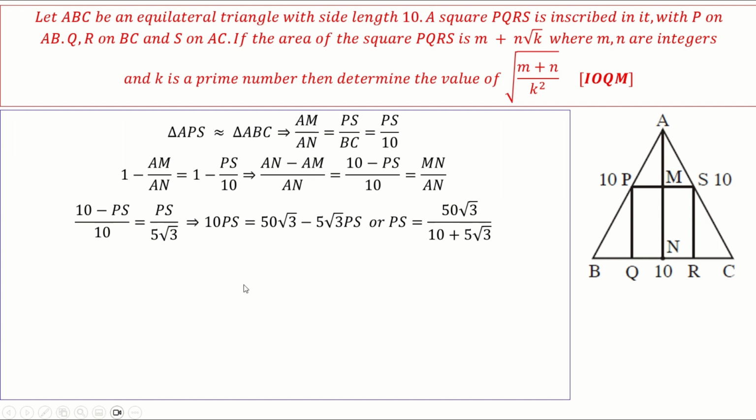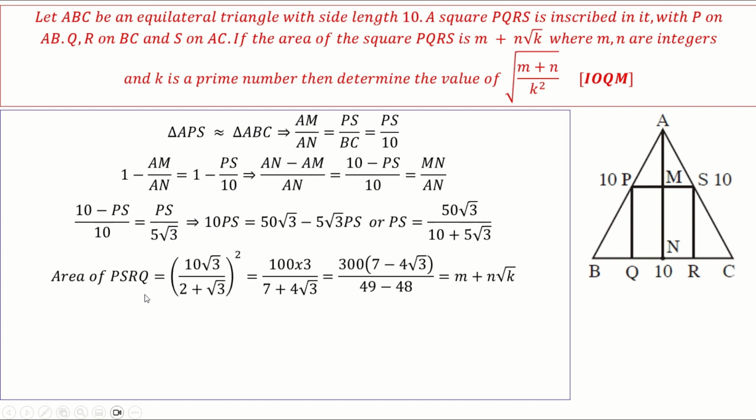Okay, now PS is the side. So the area of the square is the square of this one, which is nothing but this value. Okay, which is in the form of m plus n square root of k. So we can clearly see m is 2100, n is minus 1200, k is 3. So the given expression, square root of (m plus n) divided by k, squared, is 10. That's the answer. Next.